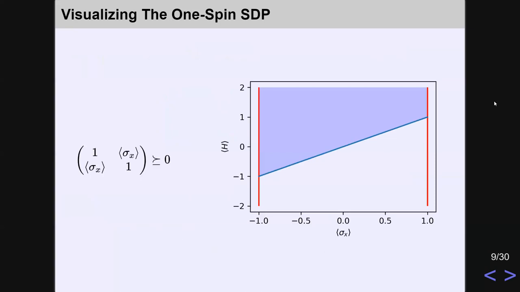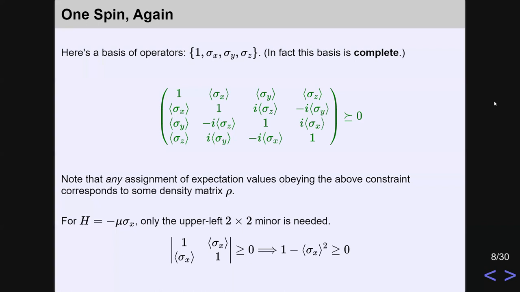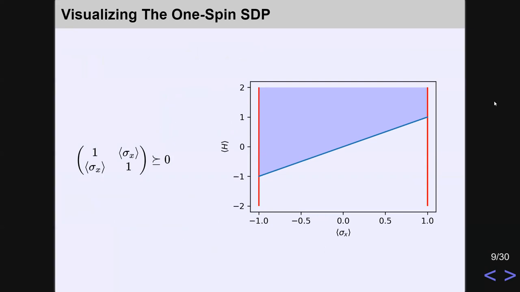To visualize what's going on here, I keep referring to this, by the way, as a convex problem in the title. And what I mean by that is that if you give me any two sets of expectation values, I can average those two expectation values. And if the original two sets of expectation values obeyed the semi-definiteness property, that is, that matrix M was PSD, then so does their average. So the region of permitted expectation values is a convex region.